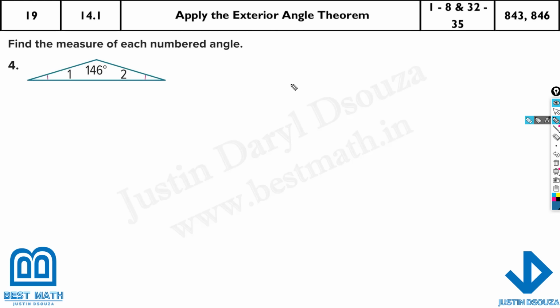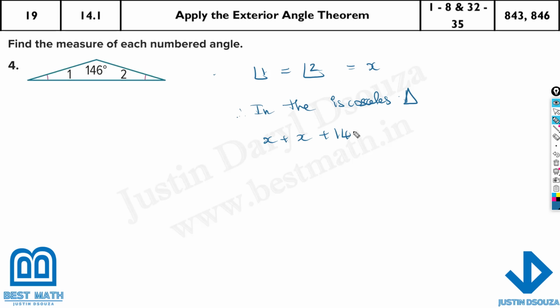Now here, this is a simple one because I've told you measure of angle 1 and 2 are equal, isn't it? So it's an isosceles triangle here. We can just write measure of angle 1 is equal to measure of angle 2, and let's take it as x if you want. Okay. So therefore, in the isosceles triangle, I'll just write, you don't need to write this, okay? Just write x plus x plus 146 is equal to 180 degrees. Now you can take 146 to the other side, it'll be 180 minus 146.